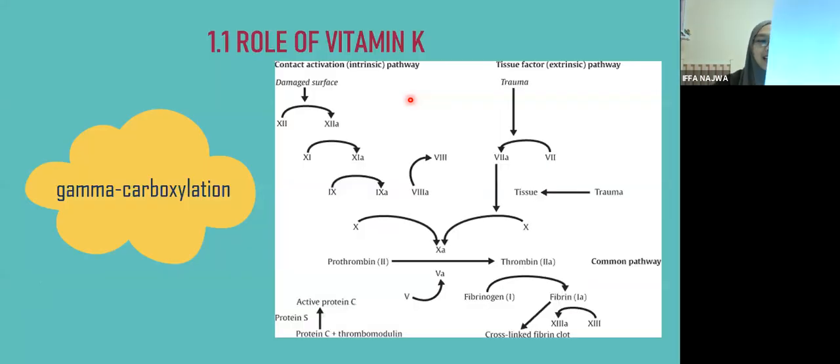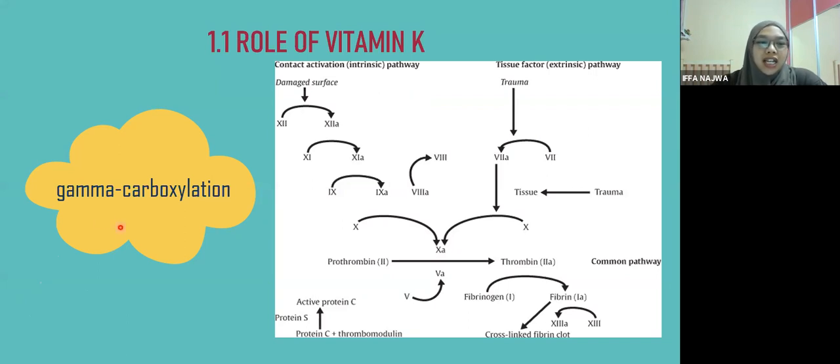So hello, this is a very familiar figure of the coagulation cascade. So I hope we still remember this. But today we will not go one by one or by each factor or step because we want to focus on the deficiency of vitamin K. So where is the role of vitamin K here?